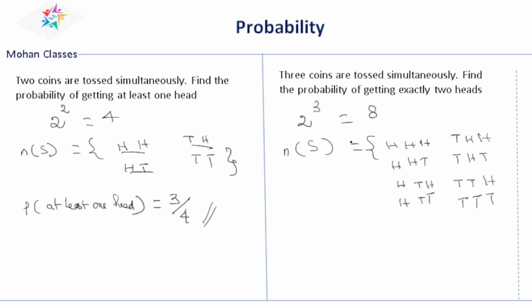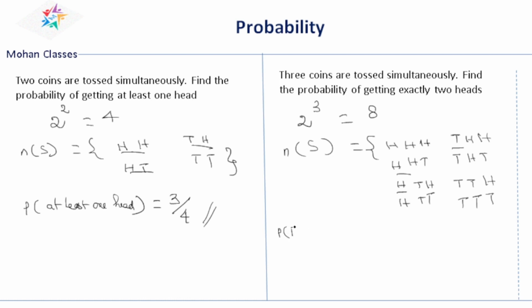So what is our question? Here find the probability of getting exactly 2 heads. So exactly 2 heads where we are getting, here we are getting exactly 2 heads, here we are getting, and then here we are getting. So how many times we are getting exactly 2 heads? 3, right?